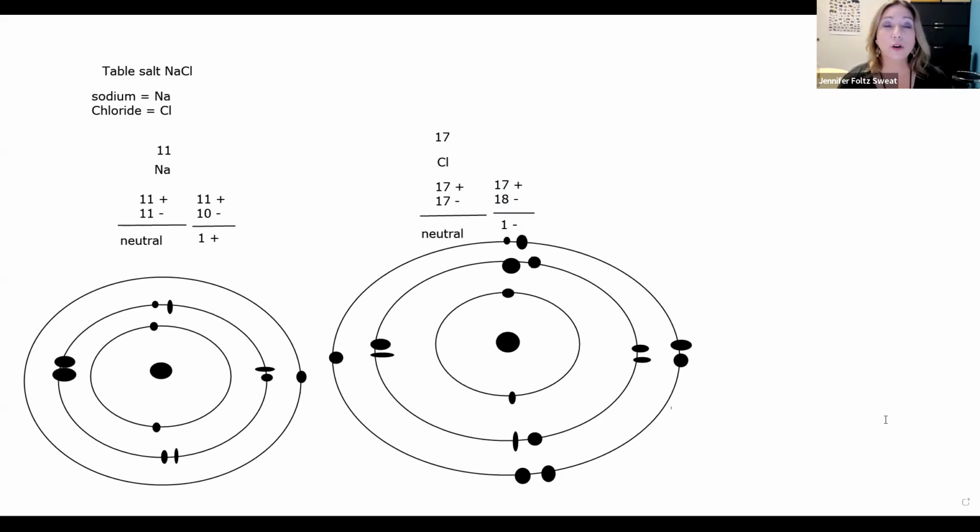So these are no longer neutral atoms. The number of electrons has changed in both atoms. So these are now called ions. So an ion is an atom that has lost or gained electrons and carries a charge.